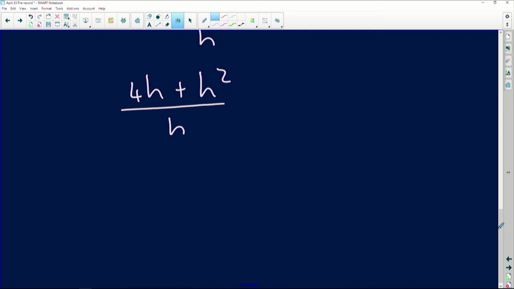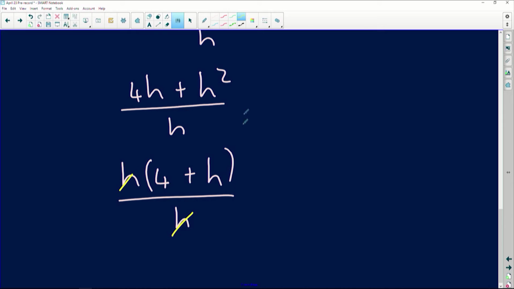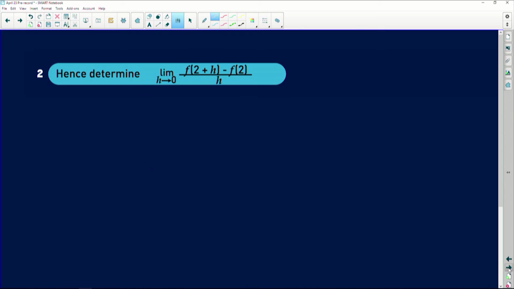So I'm going to do that now by taking out a factor of h. I'm then left with 4 plus h, and that's going to be divided by h. So I can then cancel or divide through by my h's, and I'm then left with 4 plus h. Okay, so let's have a look at the next part of this question.